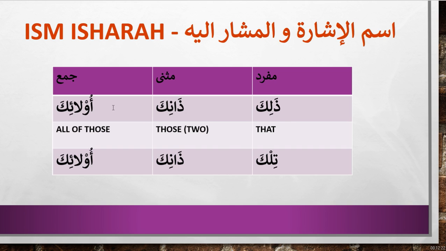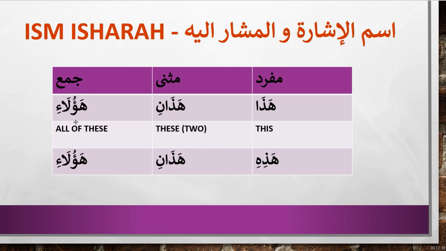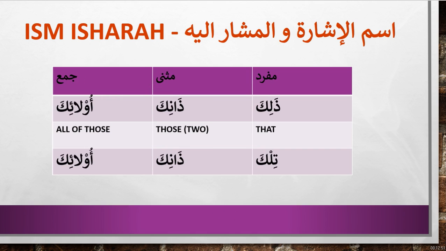That, zanika, ulaika. Oh, that's ulaika? I heard it so many times. Ulaika humul muflihun. That's the word, ulaika. So tilka, zanika, ulaika. So these are Ism Isharah. These are for objects that are near, and these are for objects which are far away.